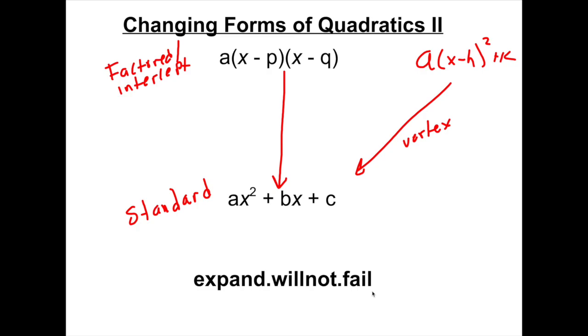Now in this video I'm going to be giving you guys a few more examples based off of the previous video. If you haven't seen that, I'm going to go ahead and link to that video right now. So it should be coming up top. And that video was focusing on how to go from what we call factored or intercept form into standard form, ax squared plus bx plus c.